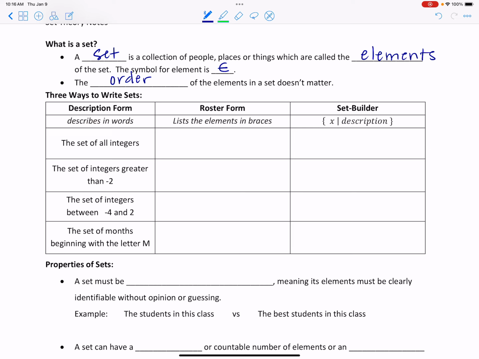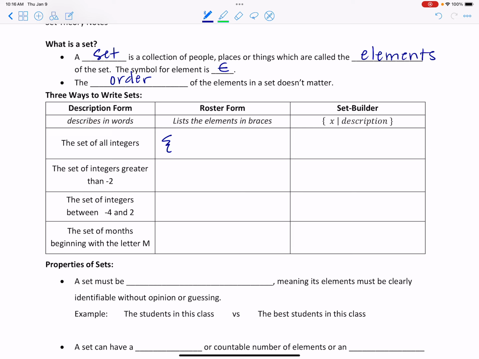So for example, in the first one, if we're looking at the set of all of the integers, that's a pretty mathematical thing. Those are a set of numbers. That would be the description form for that set. If I wanted to give the roster form for that set, another way to define the set of integers, then I would actually list out in braces what the integers are. Now, if you haven't classified numbers in a while, the integers is an infinite set of numbers, so I can't possibly list the entire roster, but I can do something like this.